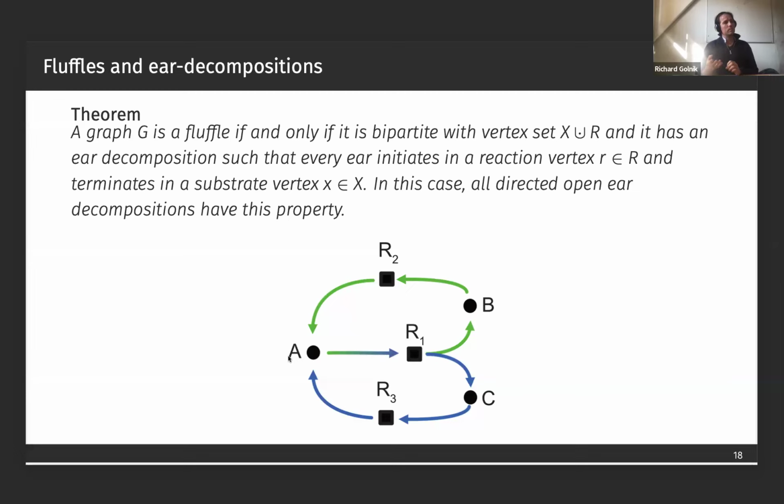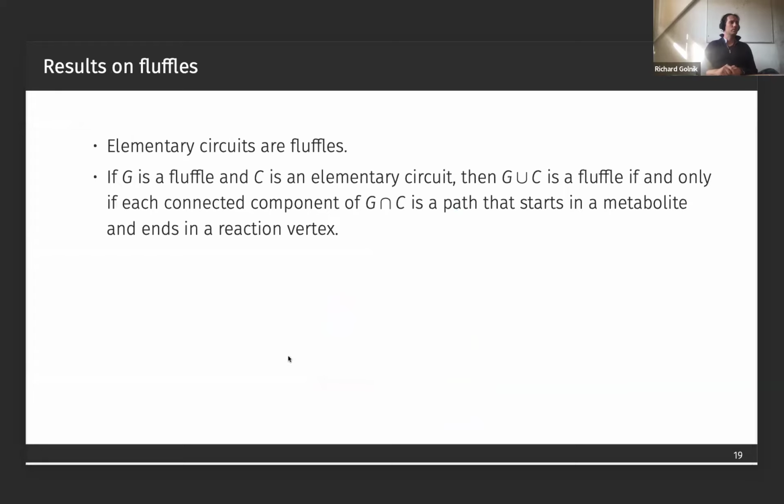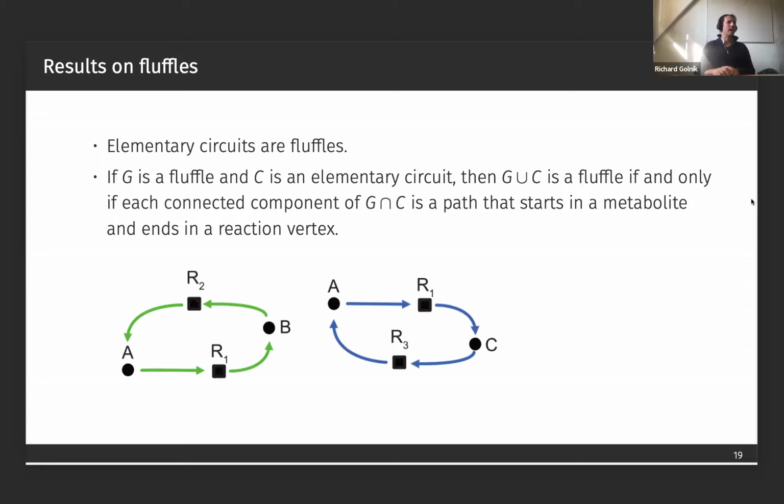And so the question was, if this characterization holds, can we also revert it? So can we do the inverse? Because we know that elementary circuits are fluffles. Can we start with elementary circuits and then stick elementary circuits together, so superimpose elementary circuits, in order to obtain fluffles? And this is true, but we have to make sure, if we start with a fluffle and add an elementary circuit, that the union is only a fluffle if and only if each connected component of the intersection of both of these graphs is a path that starts in a metabolite and ends in a reaction vertex.